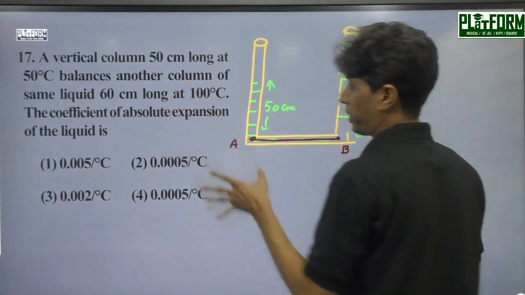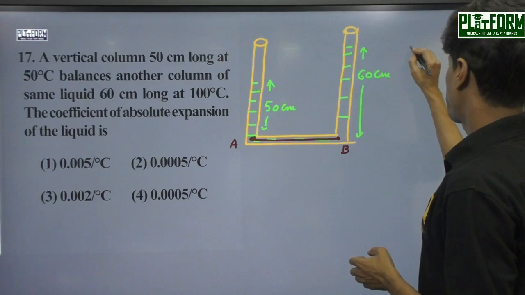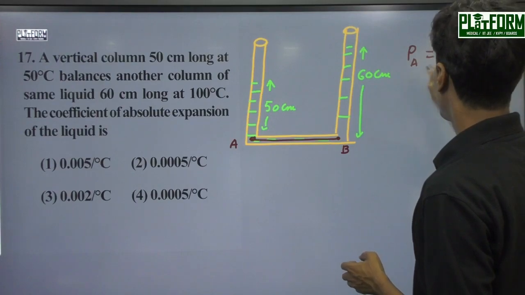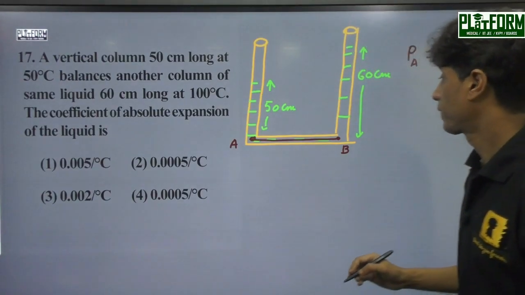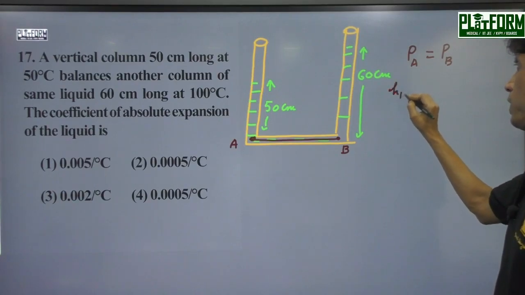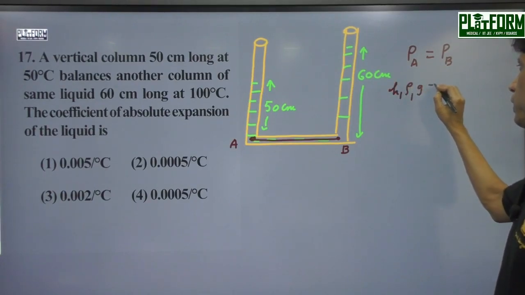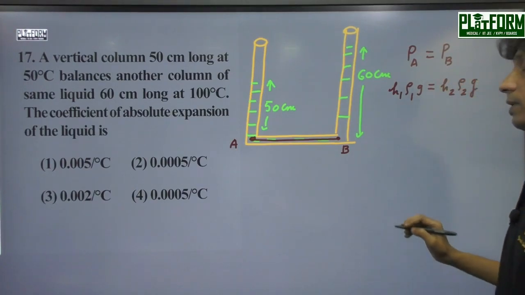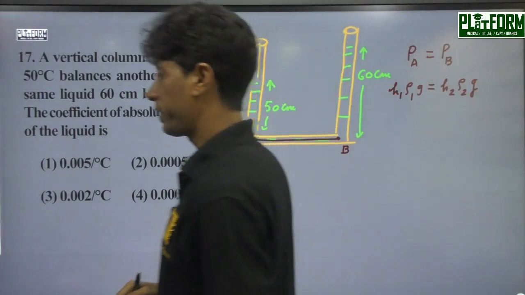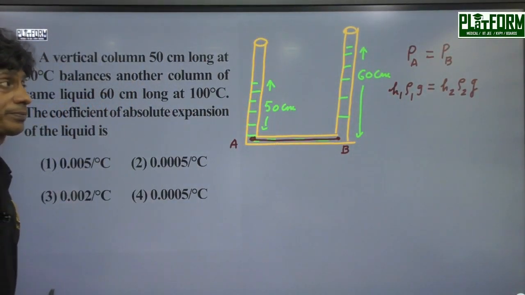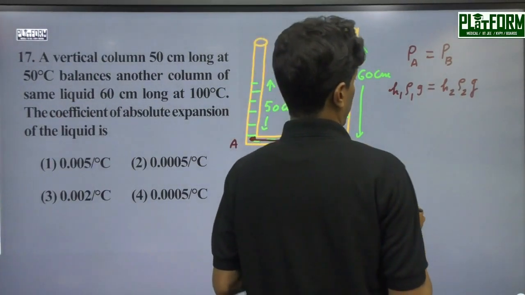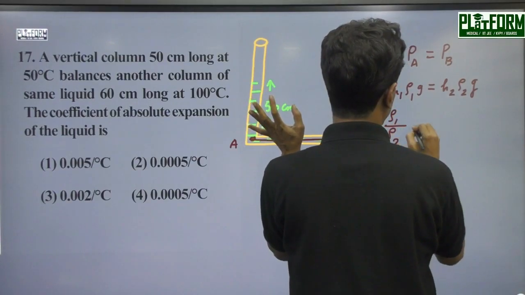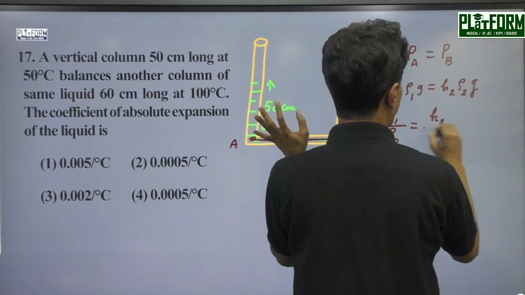So from equilibrium we can say the pressure at point A and the pressure at point B are equal. So H1 rho 1 g equals H2 rho 2 g, because both arms have different densities at different temperatures, and rho 1 by rho 2 is H2 by H1.